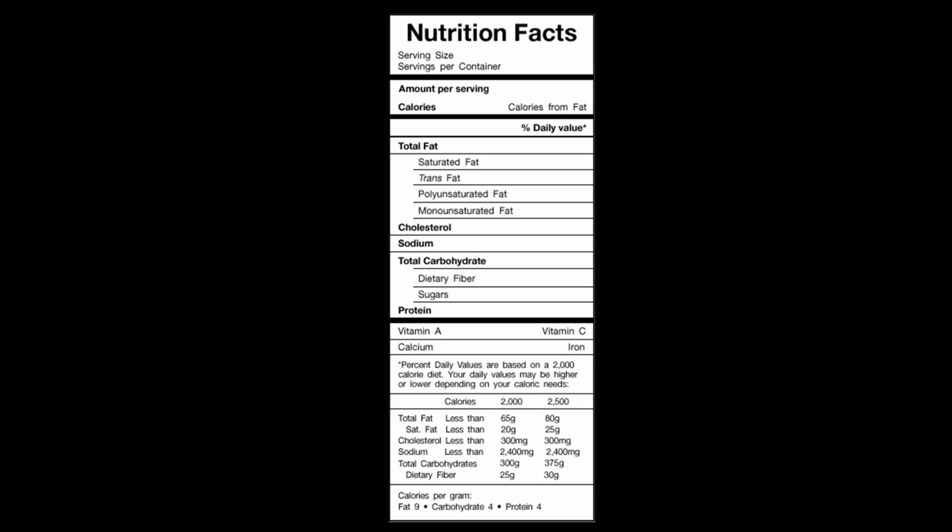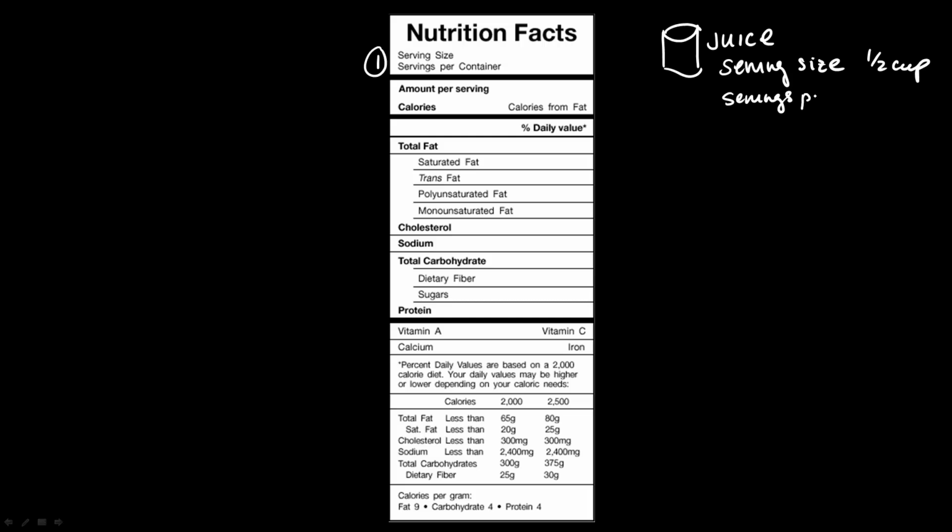So the first thing of the nutrition facts label to focus on are the serving size or servings per container. So, for example, if I had a can of juice, and in that juice, the serving size was half a cup, and the servings per container was 2, that would mean that if I drank the entire can of juice, I would have to multiply everything in the nutrition facts label by 2. And that would give me the total calories, for example, that I drank if I drank the entire juice.